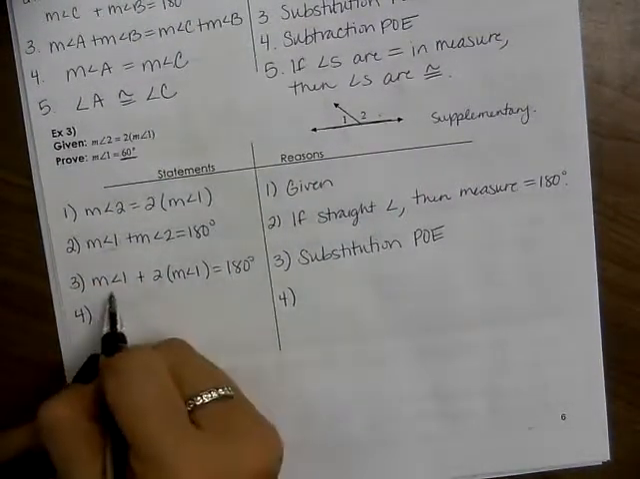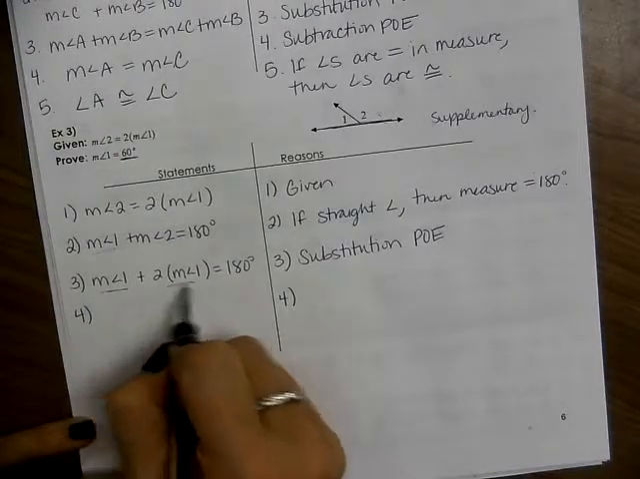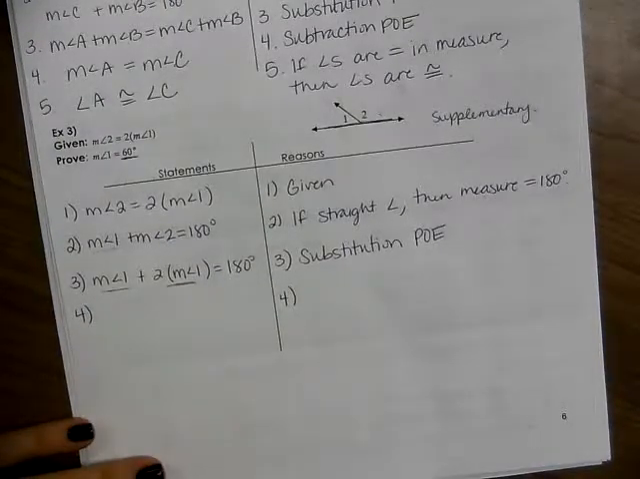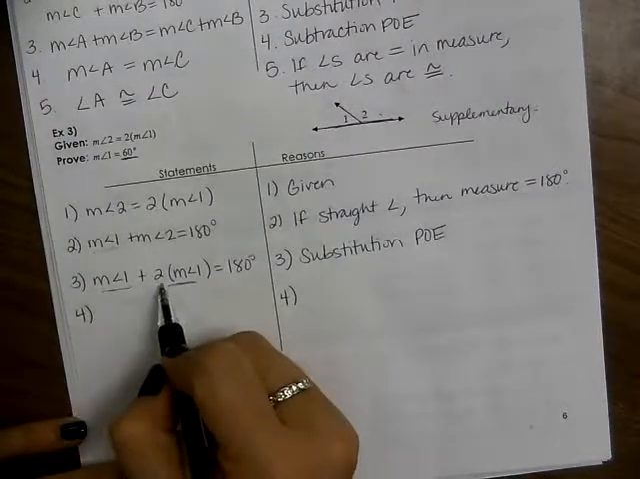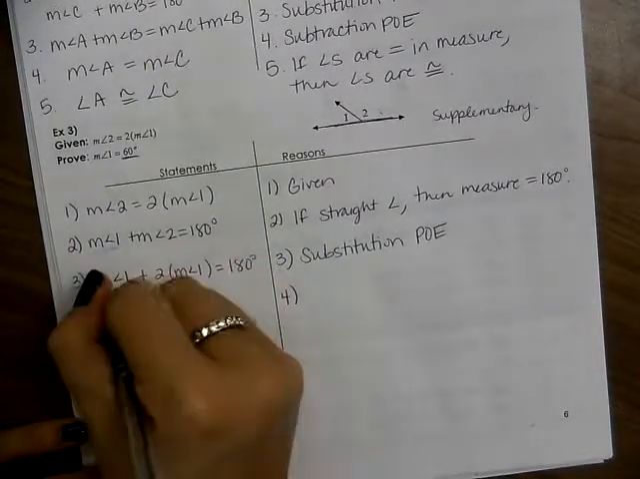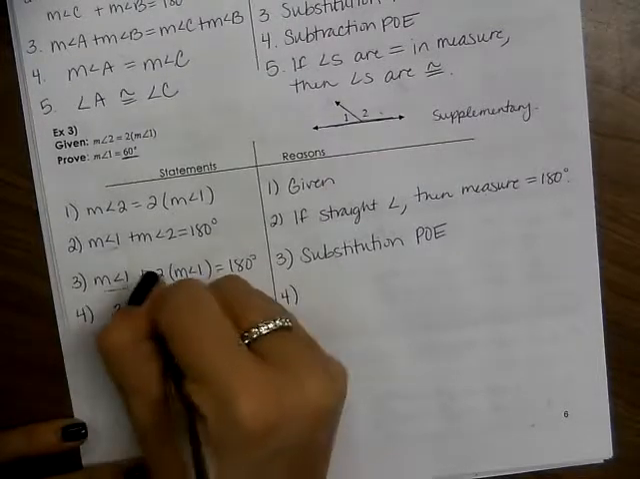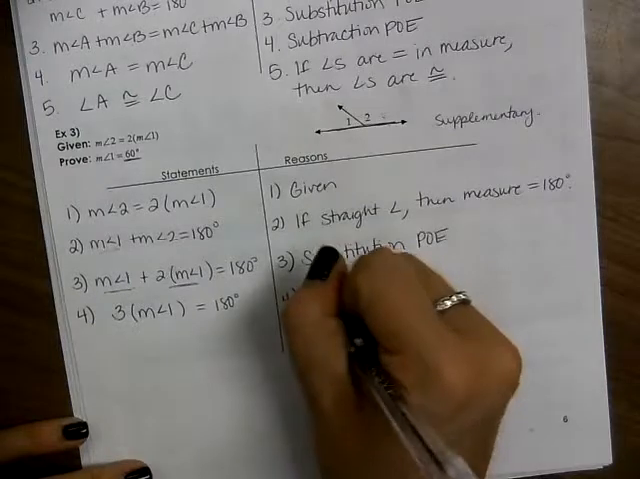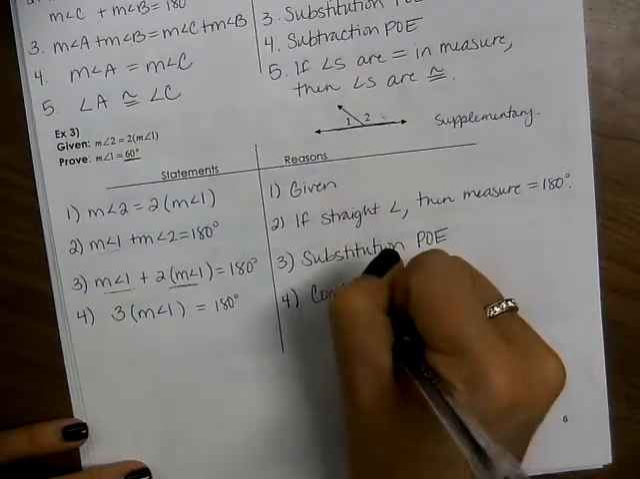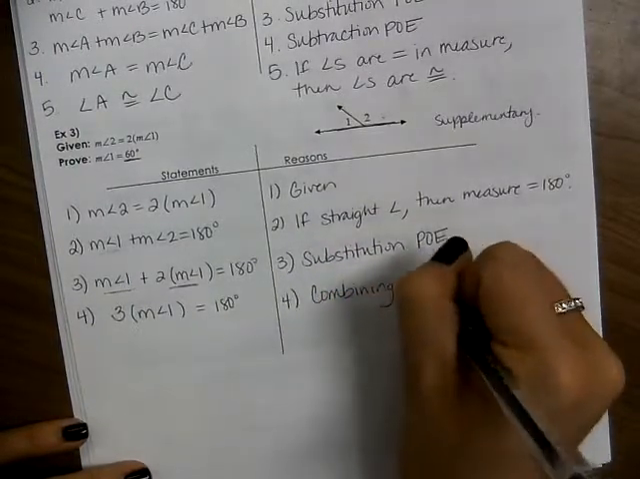Okay, well now it's like I have x plus 2x. So they're like terms. I can combine them now. So the one measure of angle 1 plus 2 measures of angle 1 is going to give me 3 times the measure of angle 1. And that's going to be equal to 180 degrees. And we can just call that combining like terms.